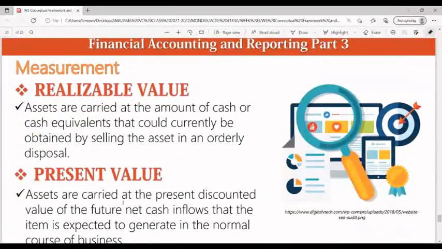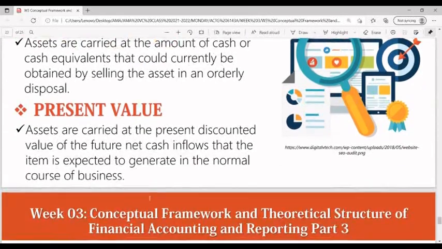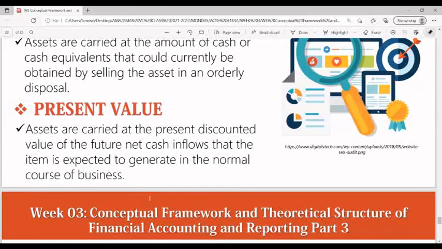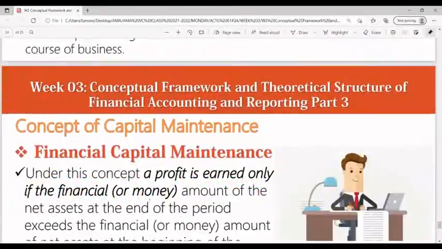For the measurement, realizable value: assets are carried at the amount of cash or cash equivalent that could currently be obtained by selling the asset in an orderly disposal. While present value: assets are carried at the present discounted value of the future net cash inflows that the item is expected to generate in the normal course of business.